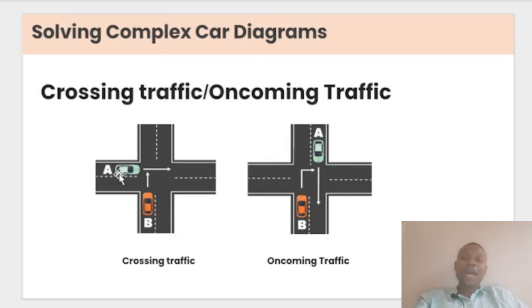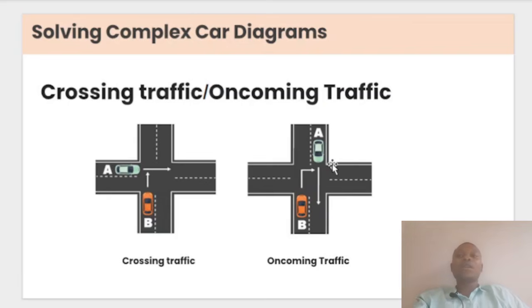What makes car A and car B crossing traffic is that car A is crossing here, across to car B, and car B is also crossing across to car A. So it's crossing the road. However, oncoming means they are looking at each other, facing each other and coming towards each other. That's what oncoming means. So if you have oncoming traffic, you should not turn right in front of oncoming traffic.